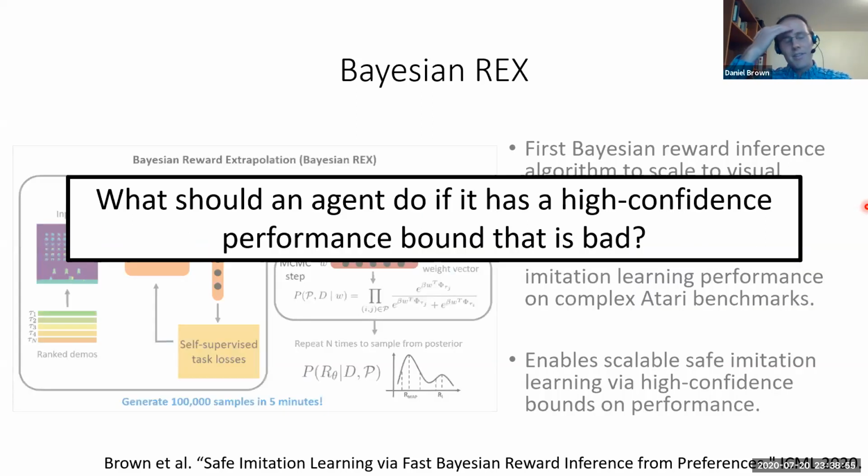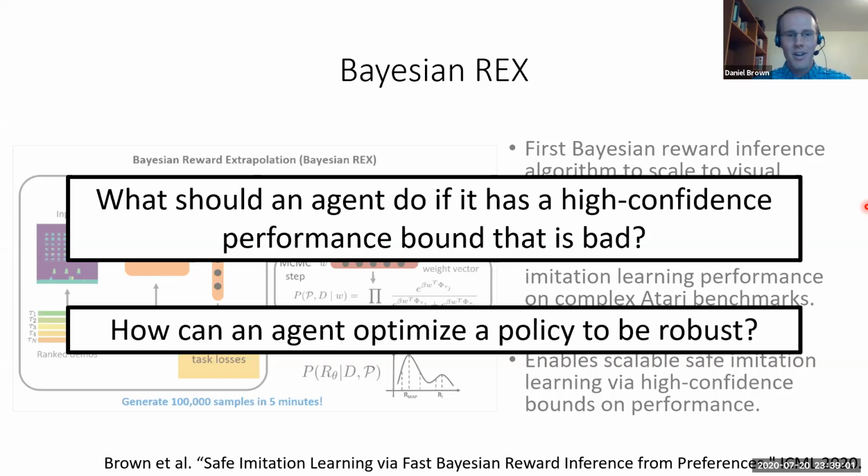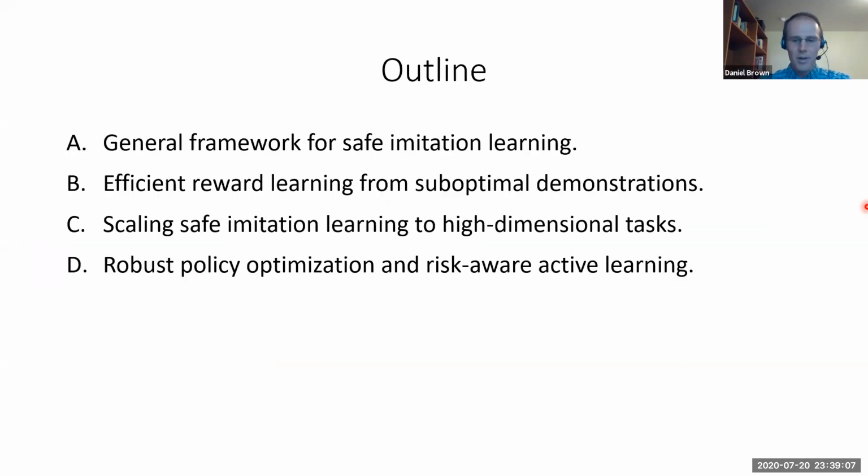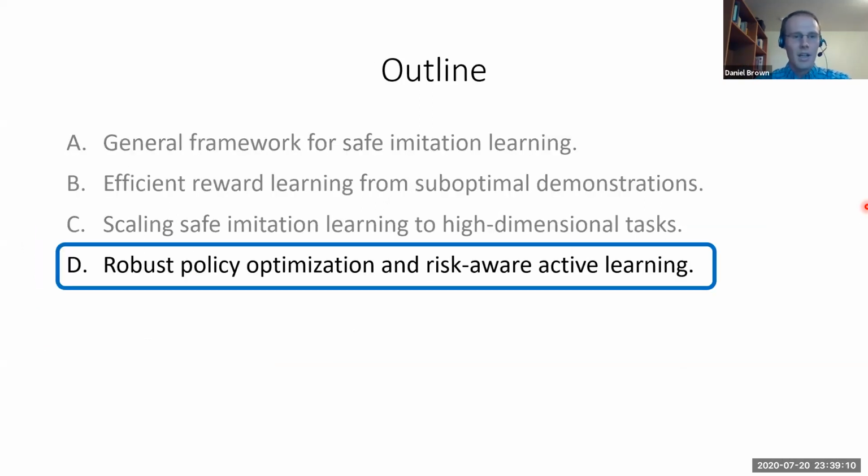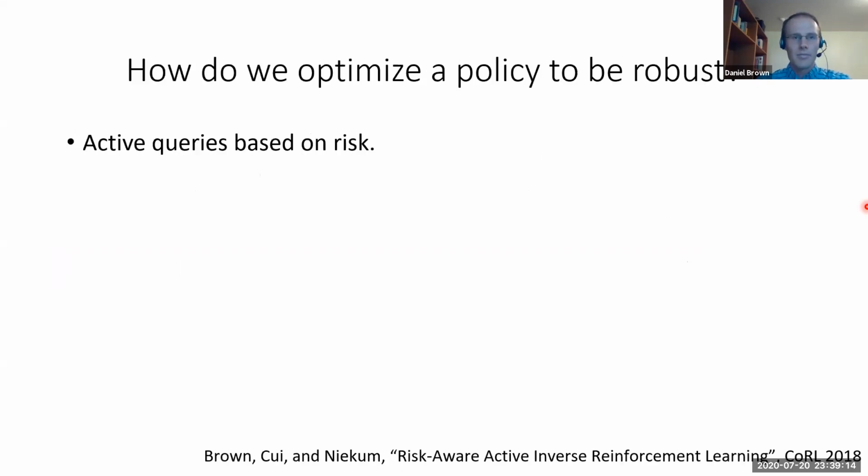So we still haven't really answered the question of what an agent should do though if it has a high confidence performance bound that's bad. In particular, how can an agent directly optimize its policy to be robust? So this is going to motivate the last section of the dissertation. We're going to talk about robust policy optimization and risk-aware active learning.